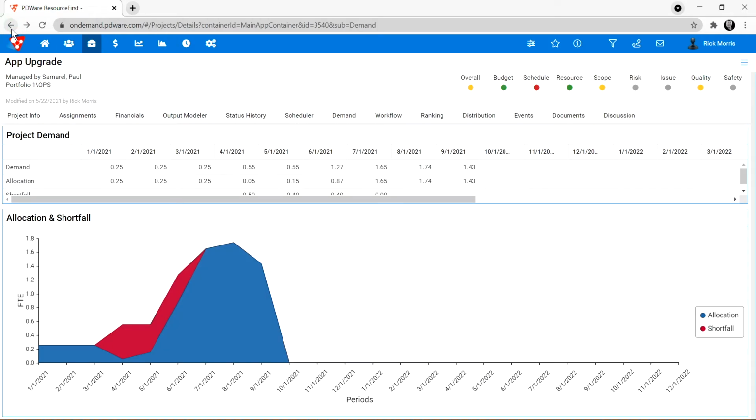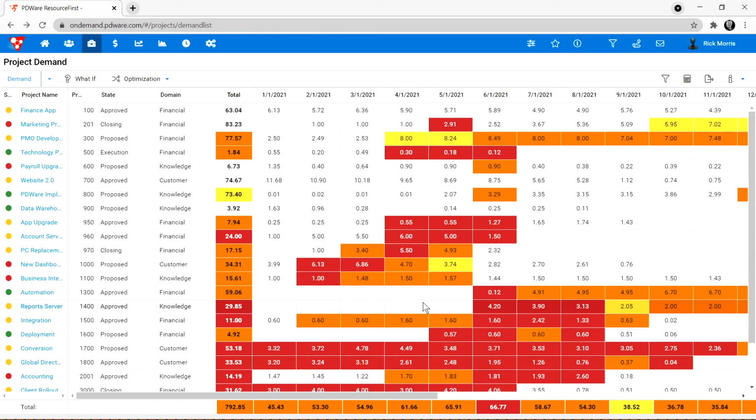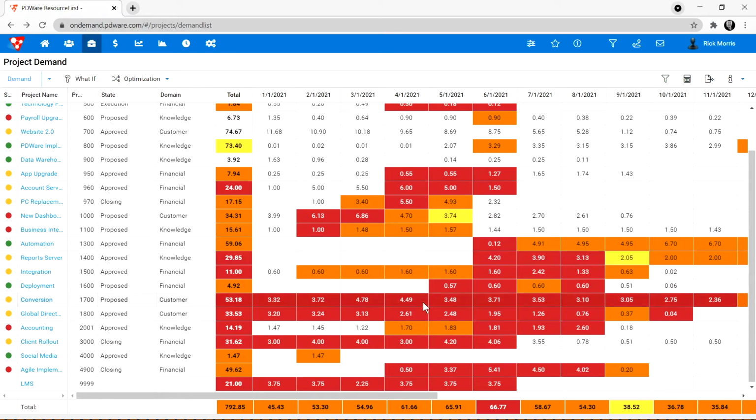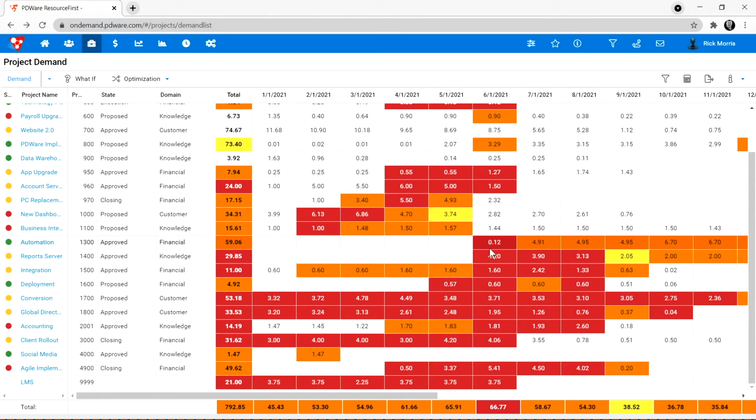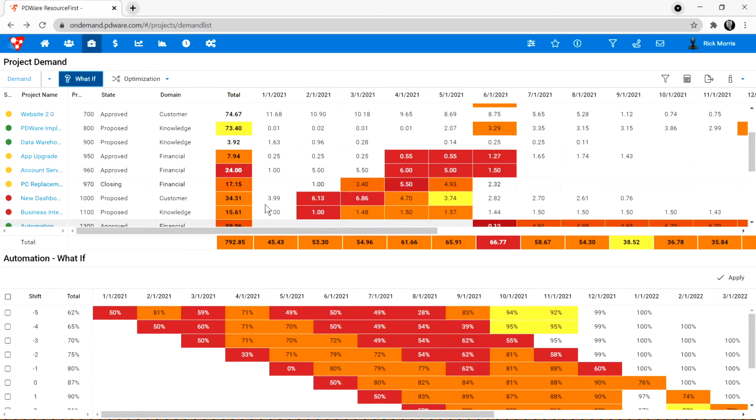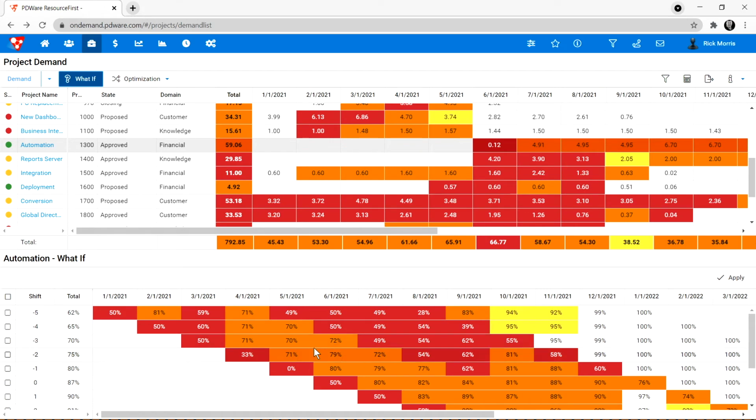One of the other questions we get often, though, is how soon can we start this project, or when's the best time to start this project? So for instance, if we look at this automation project, you can see we're asking for 0.12 and 4.91 resources. And even though I'm asking for 0.12, it's red. So when would be the best time to start this project? If I make one click here, what PDWare will show you is not only how the resources look if we slide the project forward and backwards.